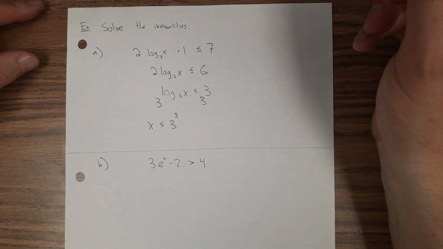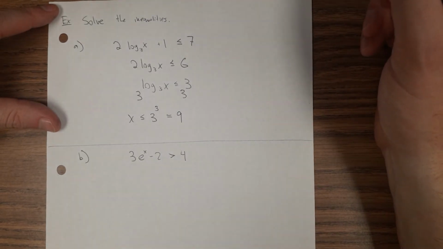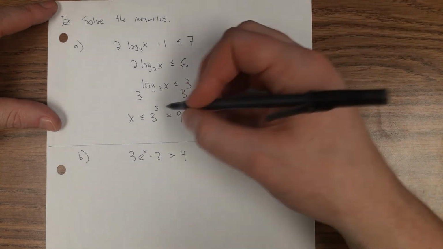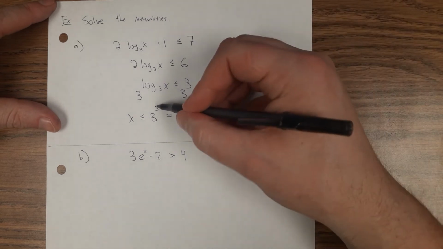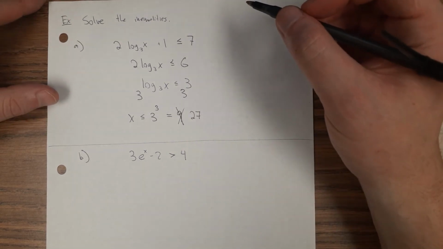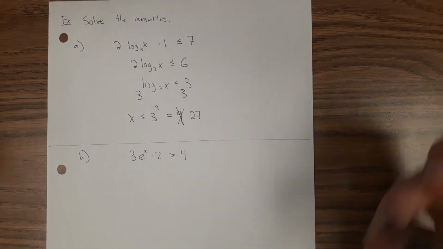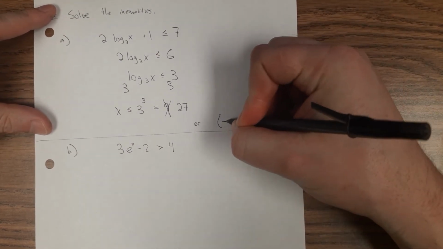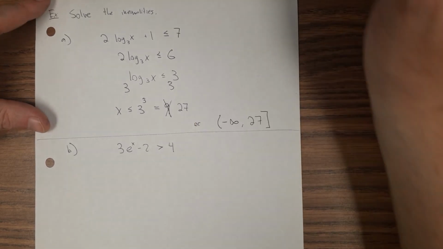So the solution is that x is less than or equal to 3 to the 3, which is, of course, 9, right? No, it's not. I tried to trick you. 3 to the third is 27. This is a common mistake. Right? 3 times 3 is 9. 3 times 3 times 3 is 27. Anyway, there we go. We can put this in interval notation if we like. This would be the interval from negative infinity to 27, including 27.